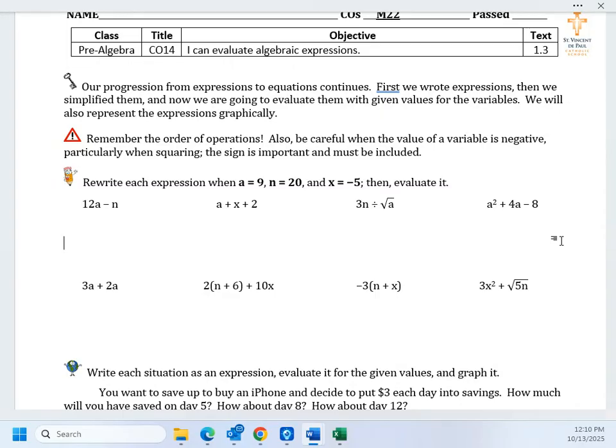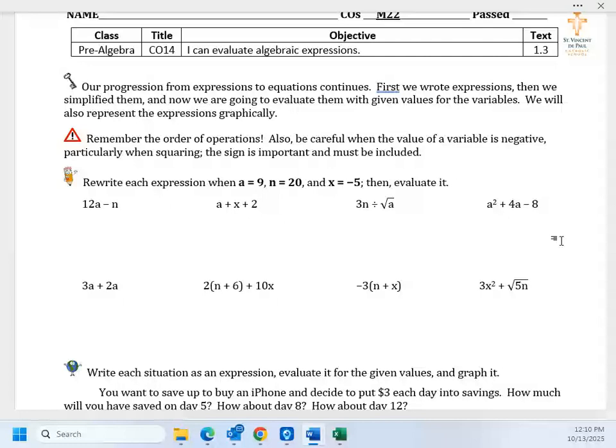So our progression from expressions to equations continues. First we wrote expressions, then we simplified them, and now we are going to evaluate them with given values for the variables. So when we have those letters, we will also represent the expressions graphically. So you've had experience figuring out what that value is, how to put the value in for the letter, and how to solve it. Graphing it is a little bit different. So we're adding on something new to something you already know.